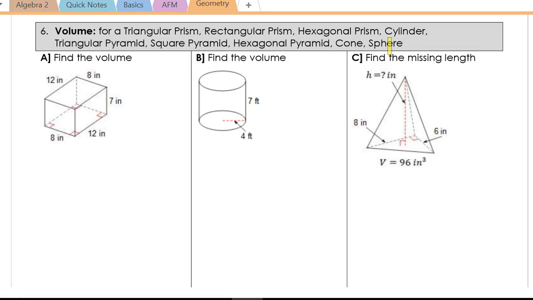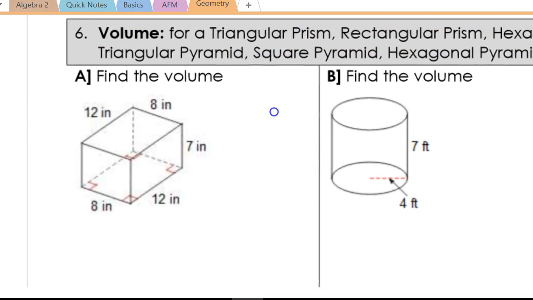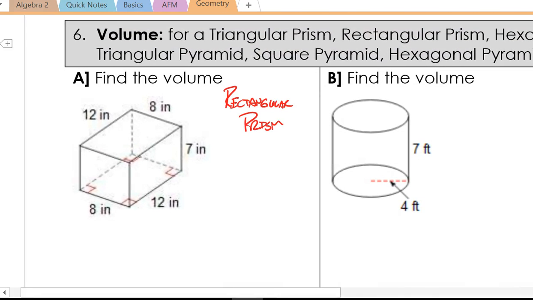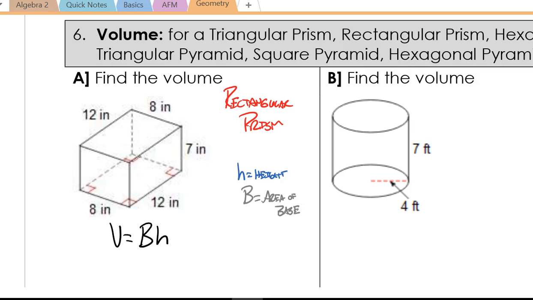We just need to go ahead and find them, utilizing them, and knowing which shape we're doing, plugging in the known information, and getting our answer. So we'll start off with 6A, where we clearly see that we have a rectangular prism with a volume formula of capital B times H, where H is the height, and B stands for area of the base. So height, we clearly see here, is equal to 7 inches.